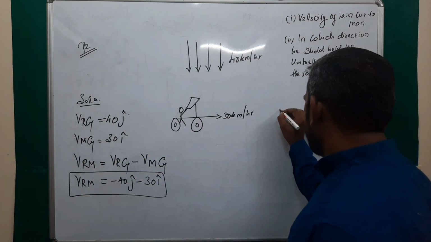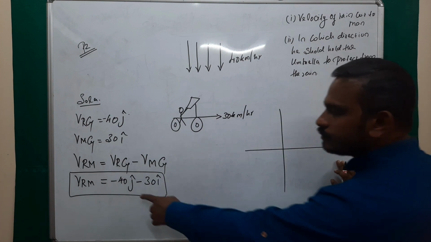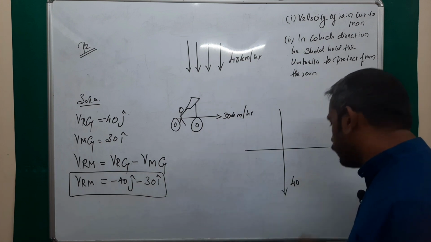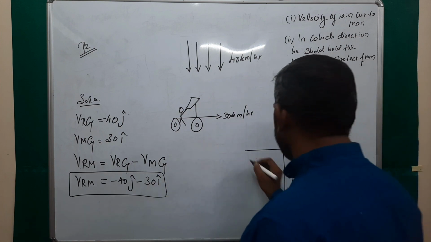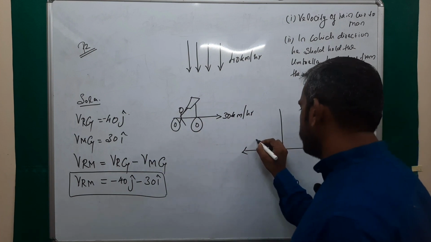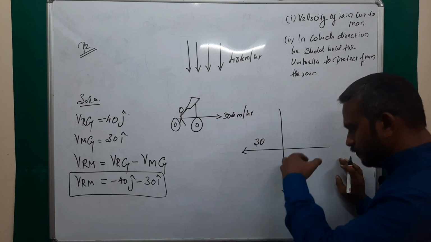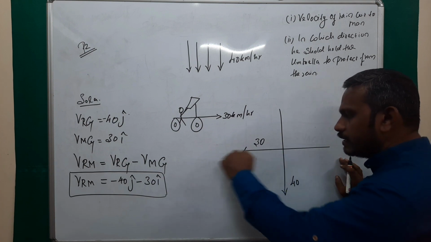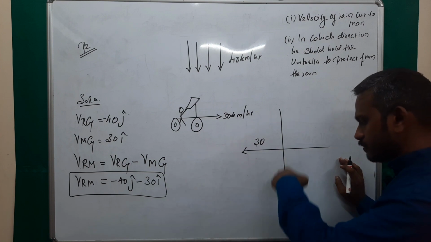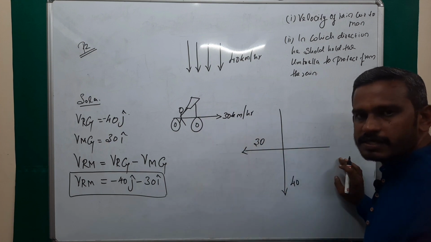Minus 40 j cap, so in this direction, and minus 30 i cap in this direction, that is the negative x-axis, that is 30. So two vectors. This is one vector and another vector. For a moving man, the rain has two velocities: one in the negative y-axis and another in the negative x-axis.